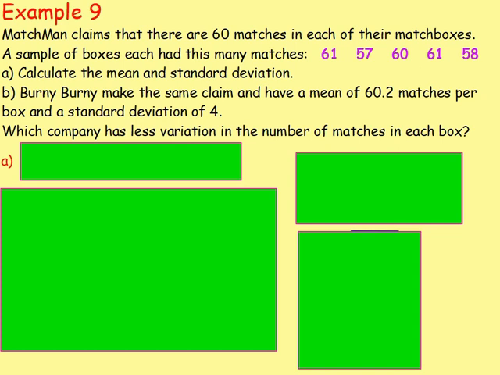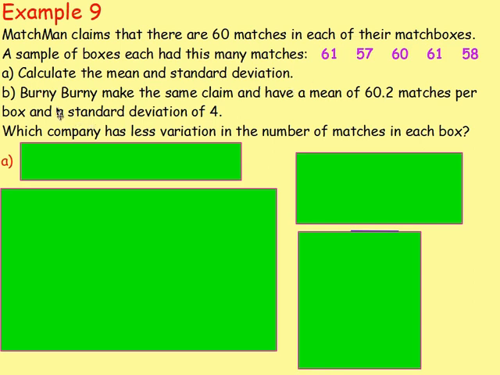Another example. Matchman claims that there are 60 matches in each of their matchboxes. A sample of boxes each had this many matches. So somebody opened up a box and started counting them and found that there were 61 matches in one box. Another box had 57 matches. Another box had 60 matches. Another box had 61 matches. And another box had 58 matches. Calculate the mean and standard deviation.